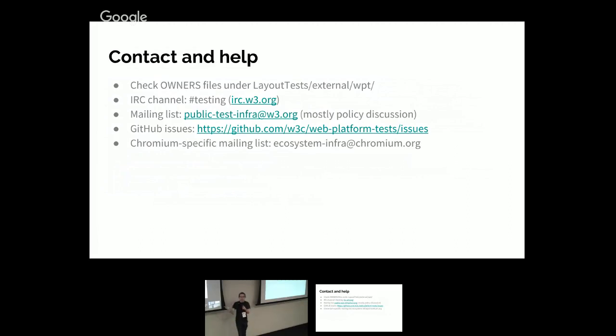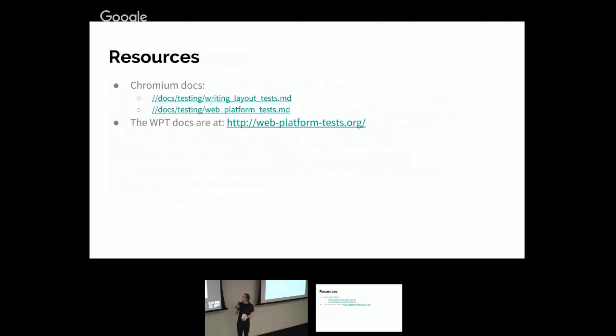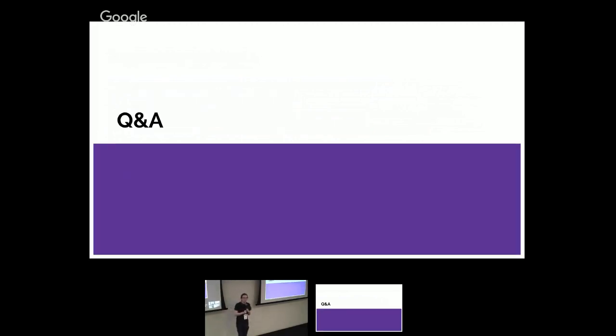GitHub issues can be used for most things, especially if there's any problem with the test, or even if you just think there might be a problem with the test. It's probably better to err on the side of caution and file the bug regardless of whether there actually is a problem in it or not. And there's also the Chromium mailing list if you want to reach out to other people in Chromium first. Yeah, and there's a bunch of documentation, both in the Chromium repo and upstream. And I think that's it. If anyone has any questions, you can hopefully answer them.